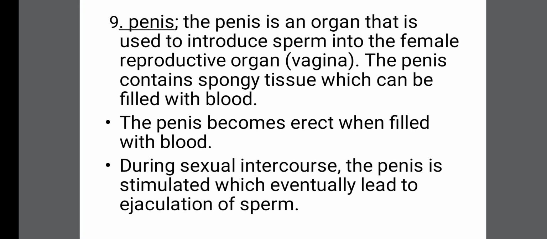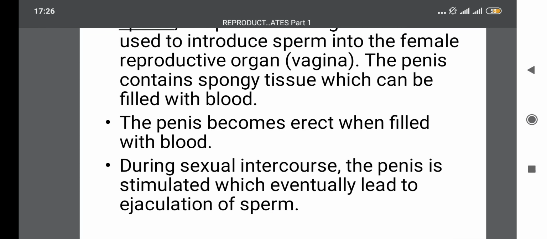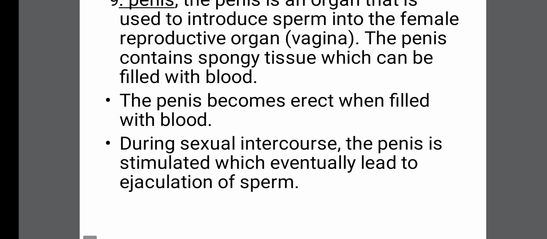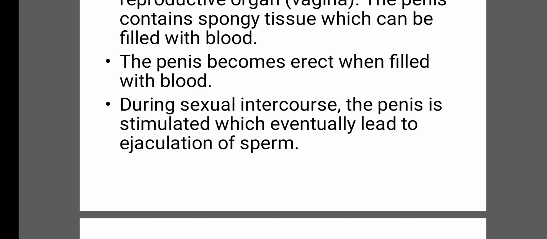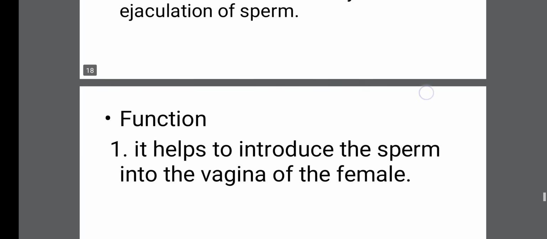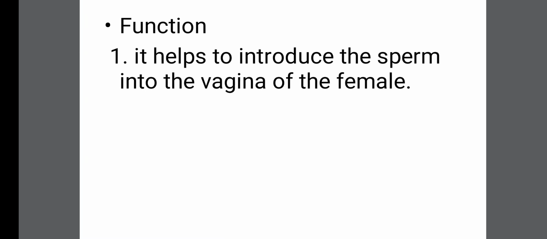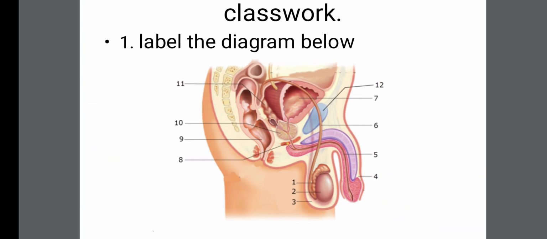Number 9, the penis. The penis is an organ that is used to introduce sperm into the female reproductive organ. The penis contains spongy tissue which can be filled with blood, and it becomes erect whenever it is filled with blood. During sexual intercourse, the penis is stimulated, which eventually leads to ejaculation of sperm. And one main function of the penis is it helps to introduce the sperm into the vagina of the female.